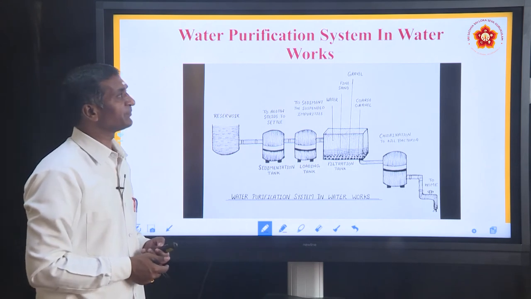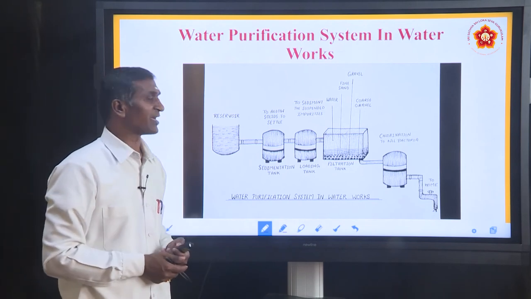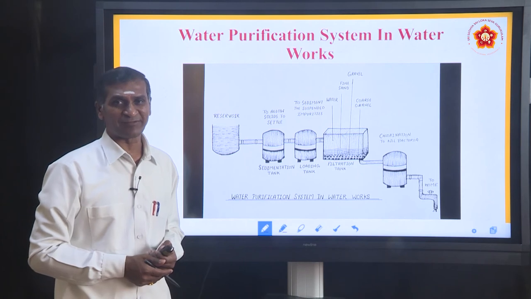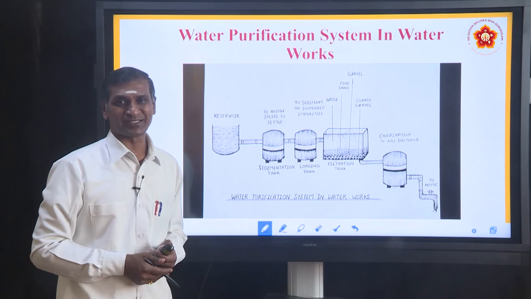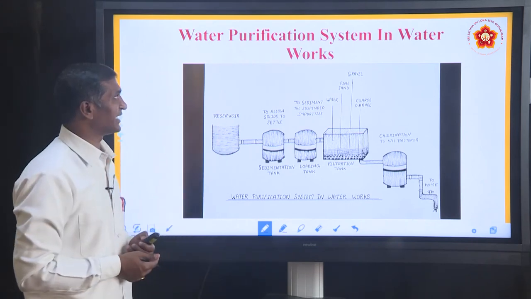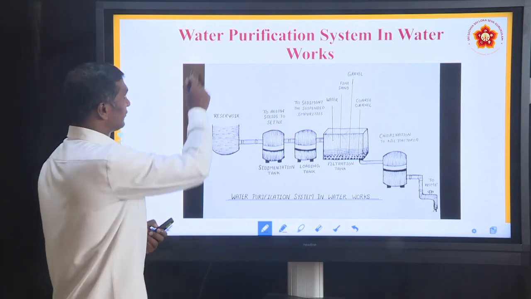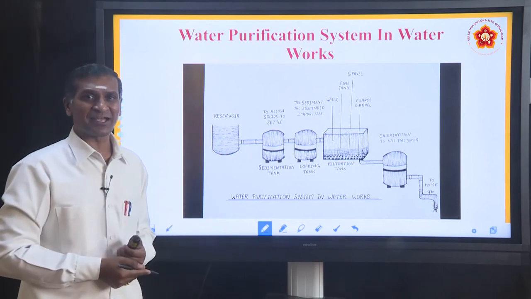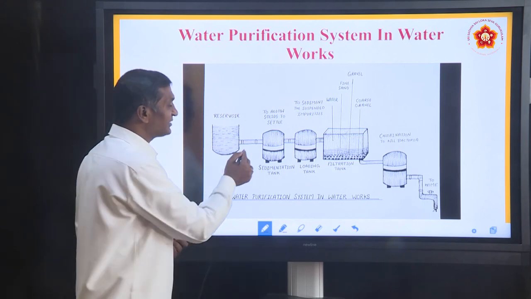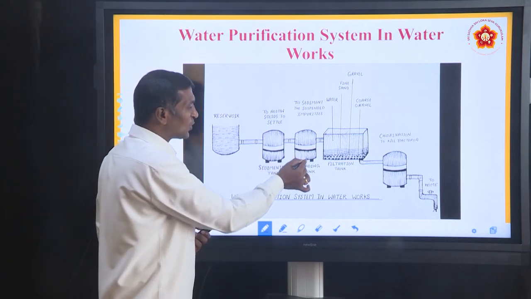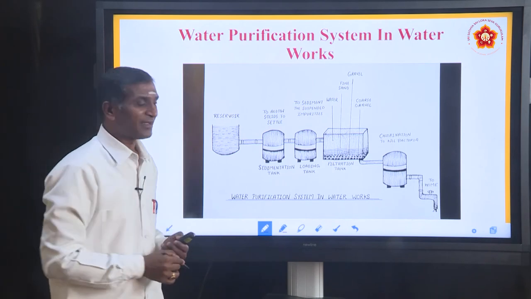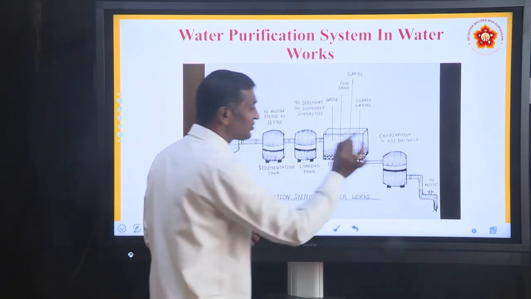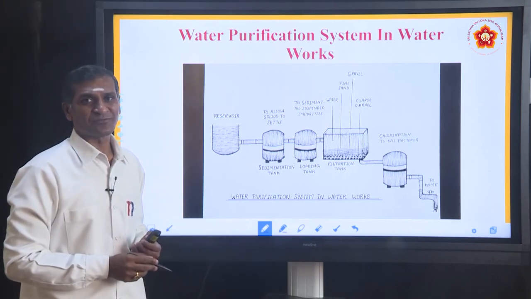Water purification system in water works. If you observe the diagram, from the exam point of view it is also very important. A simple way of getting potable, drinking water. So how are we going to get the potable water? For that, a water purification system in water works. A reservoir tank which has the water is connected to the sedimentation tank, then to the loading tank, then to the filtration tank, and then it flows into the chlorination tank, and finally it is supplied to houses for drinking purposes.